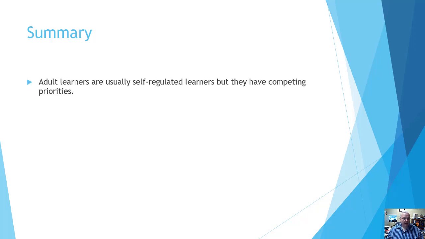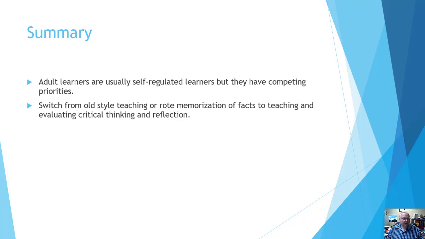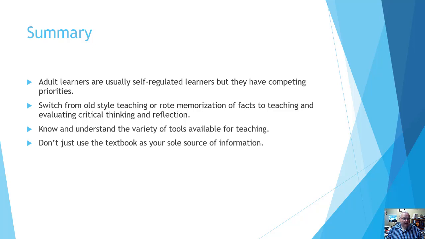So in summary, our adult learners are usually self-regulated learners, but they do have competing priorities, and we need to understand that and sometimes find out what those are. We want to switch from the old style teaching of rote memorization of facts to teaching and evaluating critical thinking and reflection. We want to know and understand the variety of tools available for teaching. We don't want to use the textbook as just our sole source of information. That is a good base of information, but we want to supplement that with other sources.